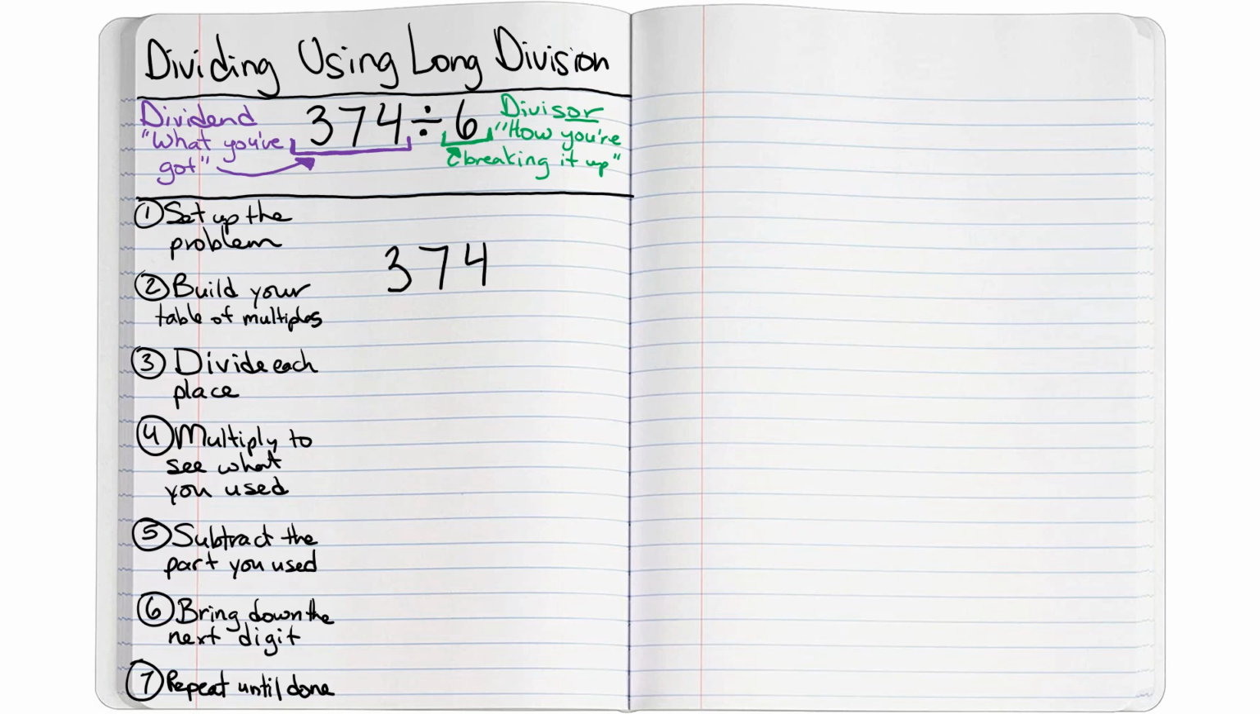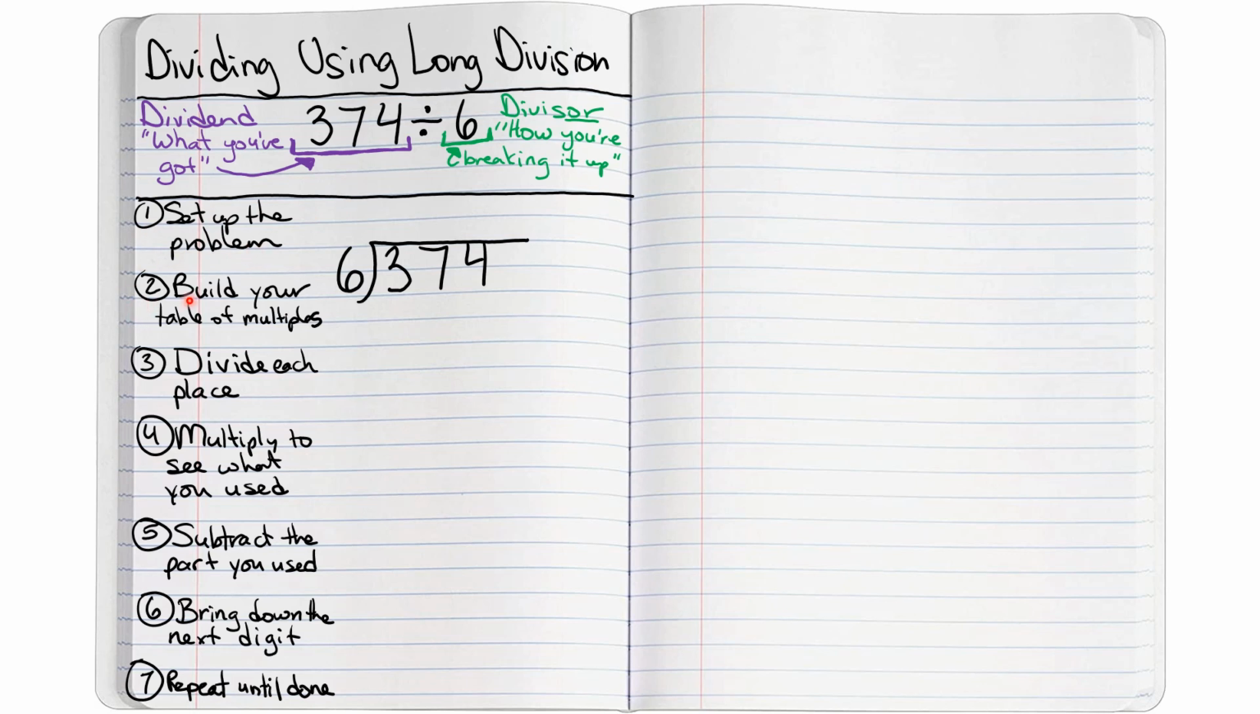I say 374 divided by 6. So first I write my dividend, what I've got, and then as I am writing it, I write 374, and then I say divided by, as I'm drawing that long division symbol. So you can practice that to remember, divided by, and then your divisor goes on the outside. That's your 6. All right, we did step 1, set up the problem.